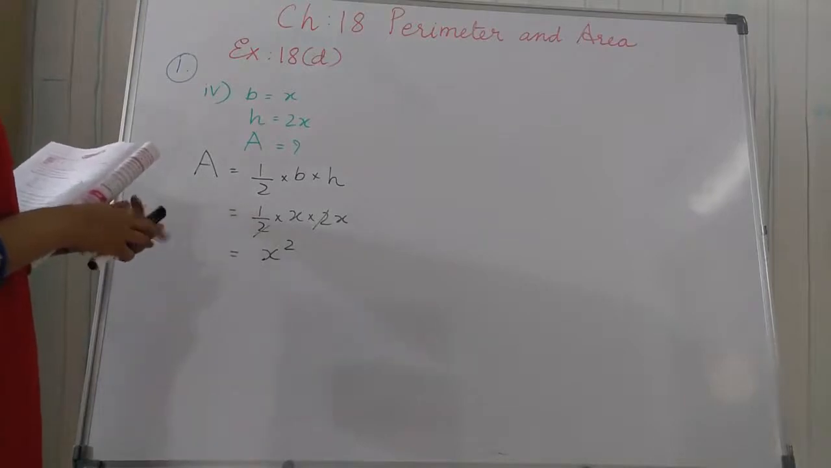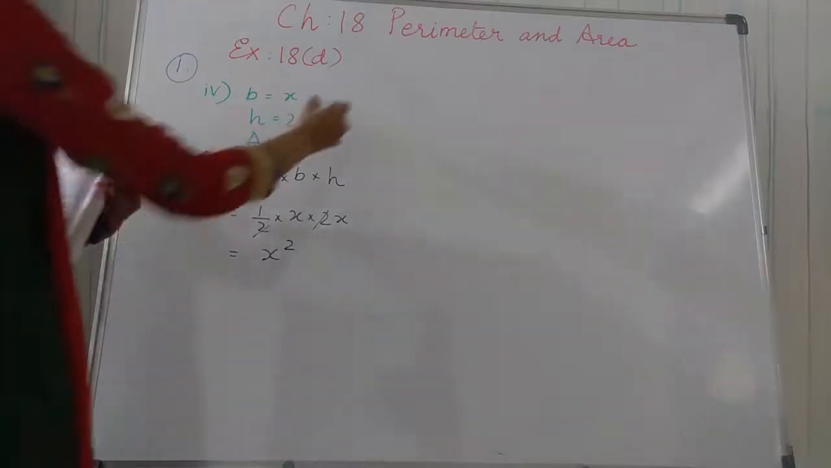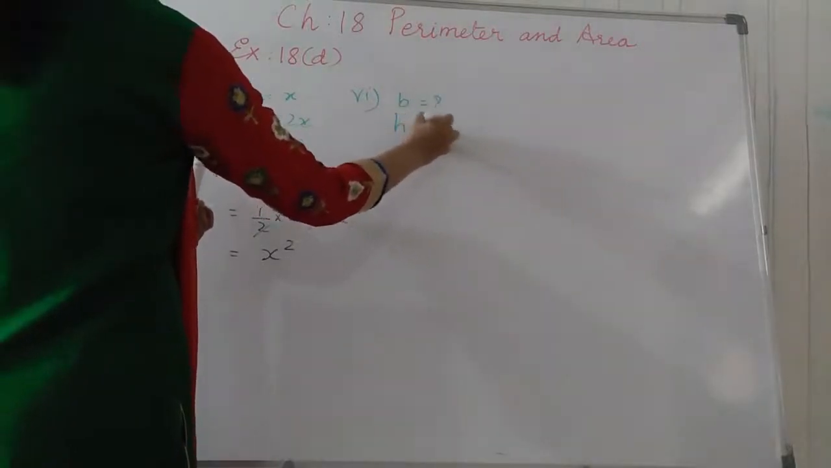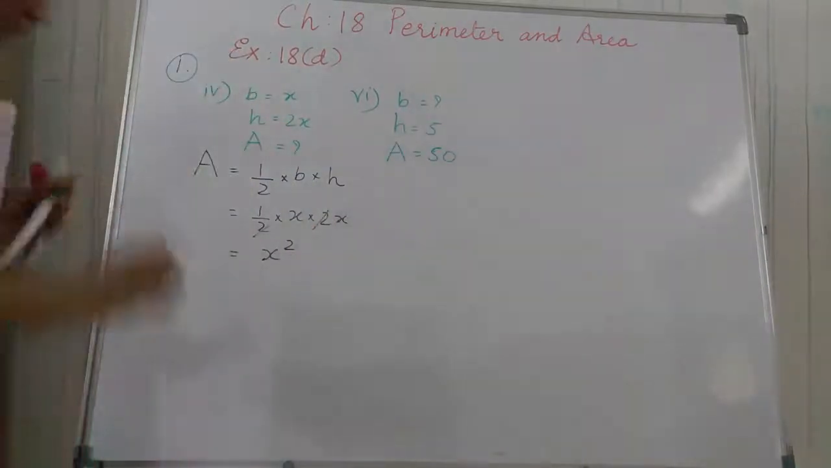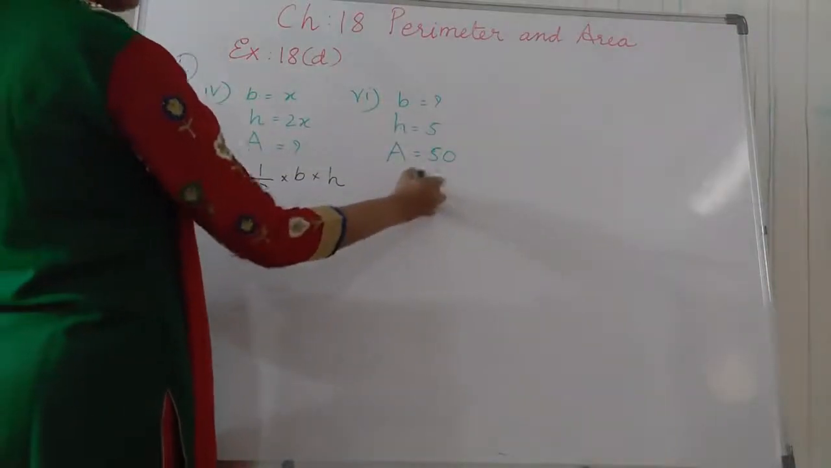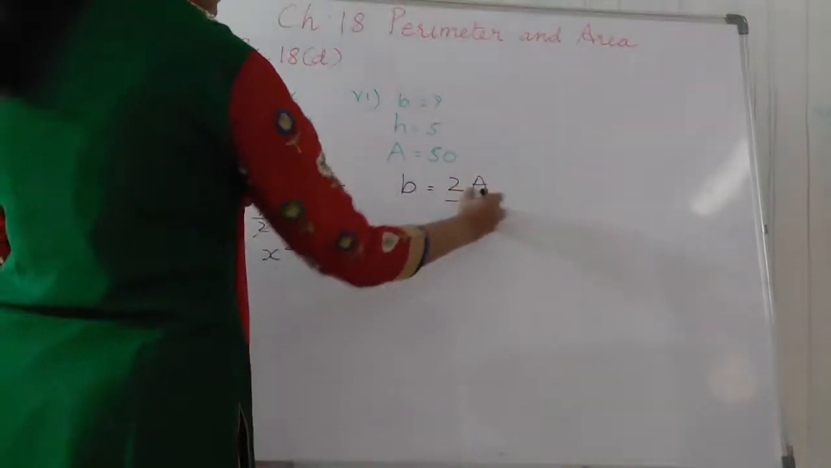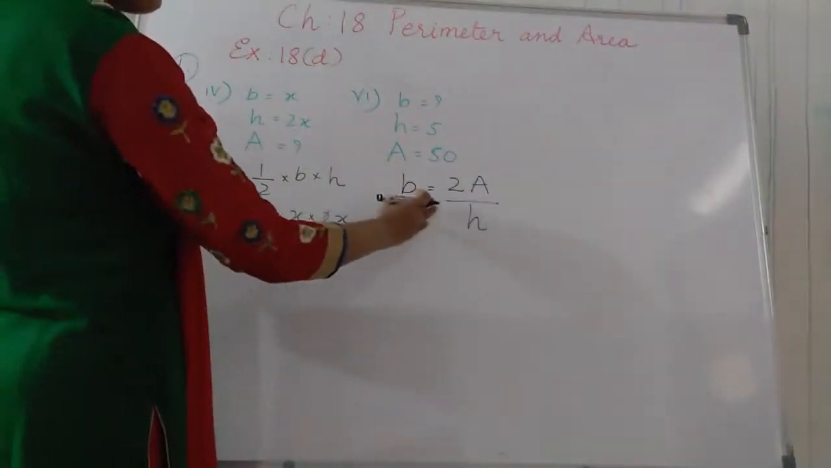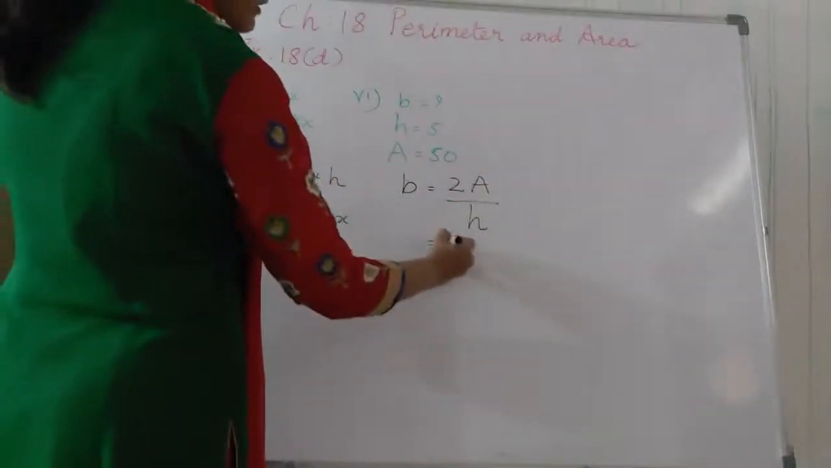Now let us take the next one. That is question number 6-1. I will take 6-1, in which the base you have to find out, height is given 5 and area is also given 50. Okay, so now students, using our formula, in which we will make base the subject. For that I will take this 2 upside with a, so 2a divided by height. This is one formula you have to understand: whenever you have to find base and area and height is known to you, you can directly put the value.